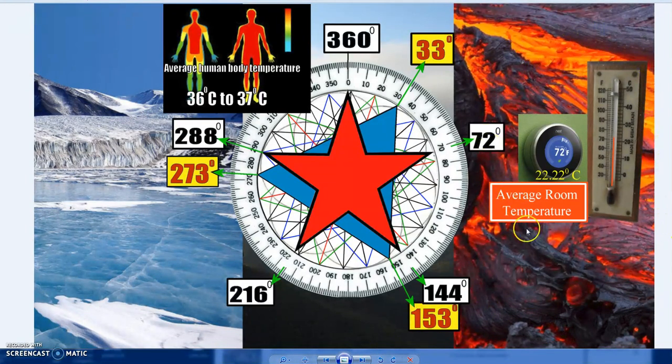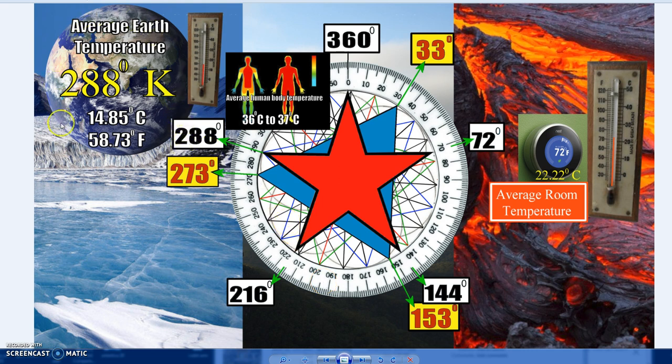But then we have average room temperature, the most comfortable room temperature to exist in, and that's 72 degrees Fahrenheit. Now that's also a bit subjective, but usually, if you do a search for it, you'll find that 72 degrees, or 22.22 degrees Celsius, is this average comfortable room temperature.